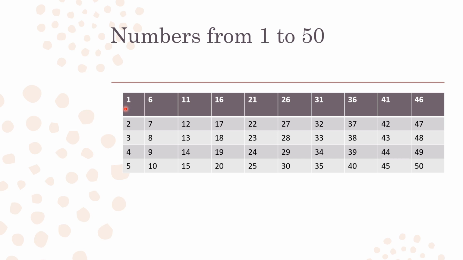First, 1 is neither prime nor composite. 1 is always neither prime nor composite. It won't come under prime or composite. It's just a number.